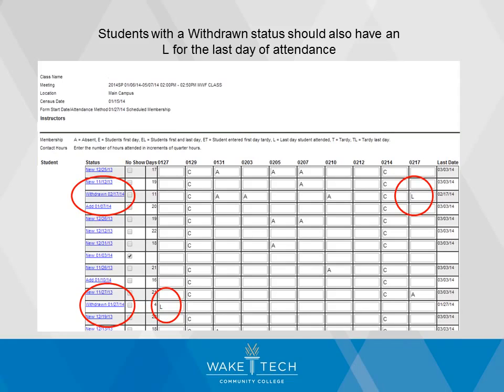The only time that you will see that the withdrawal date is different from the L for the last day of attendance is when you have a hybrid, and the last day of attendance for the seated portion and the online portion could be different.